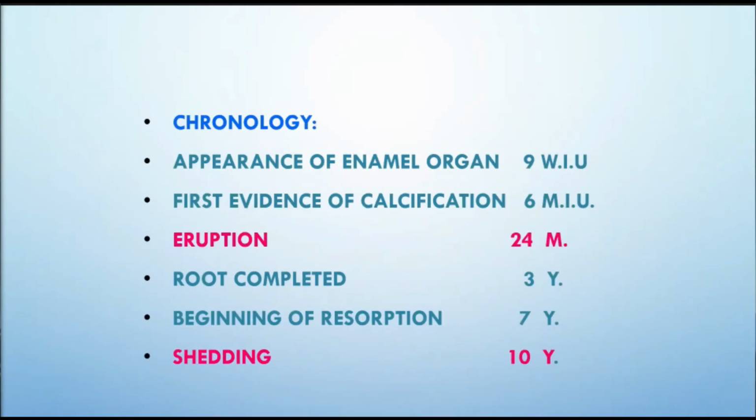Appearance of the enamel organ is the 9th week of intrauterine life. First evidence of calcification is 6 months of intrauterine life, because it is coming later than the first molar, right? Eruption is about 2 years, 24 months. Root completion takes another 1 year, so 3 years. Beginning of resorption is 7 years, shedding is 10 years. This is also important: when it sheds, the permanent premolar will come.